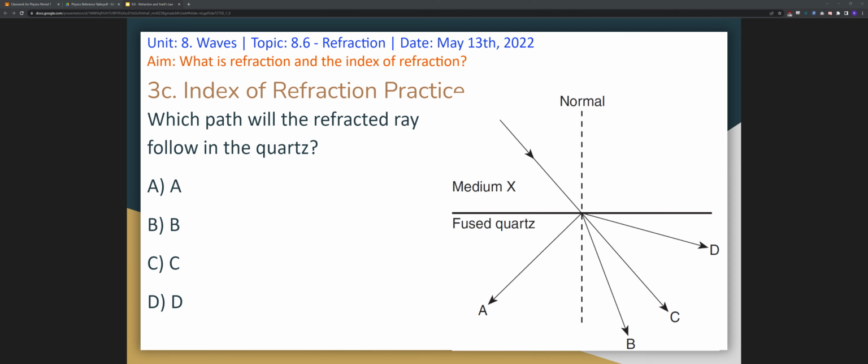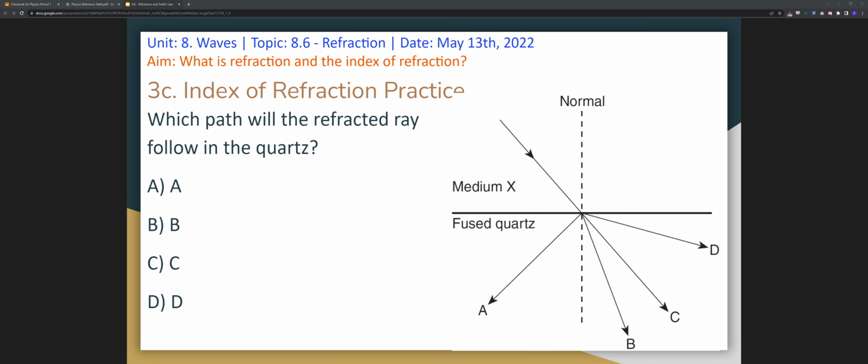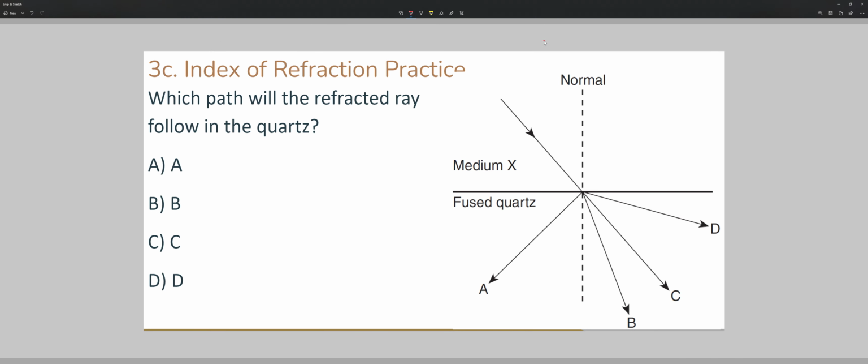Which path will the reflected ray follow in the quartz? So what happens here? I forgot to mention it, but medium X has an index of refraction of 1.46. Fused quartz on your reference table also has an index of refraction of 1.46.